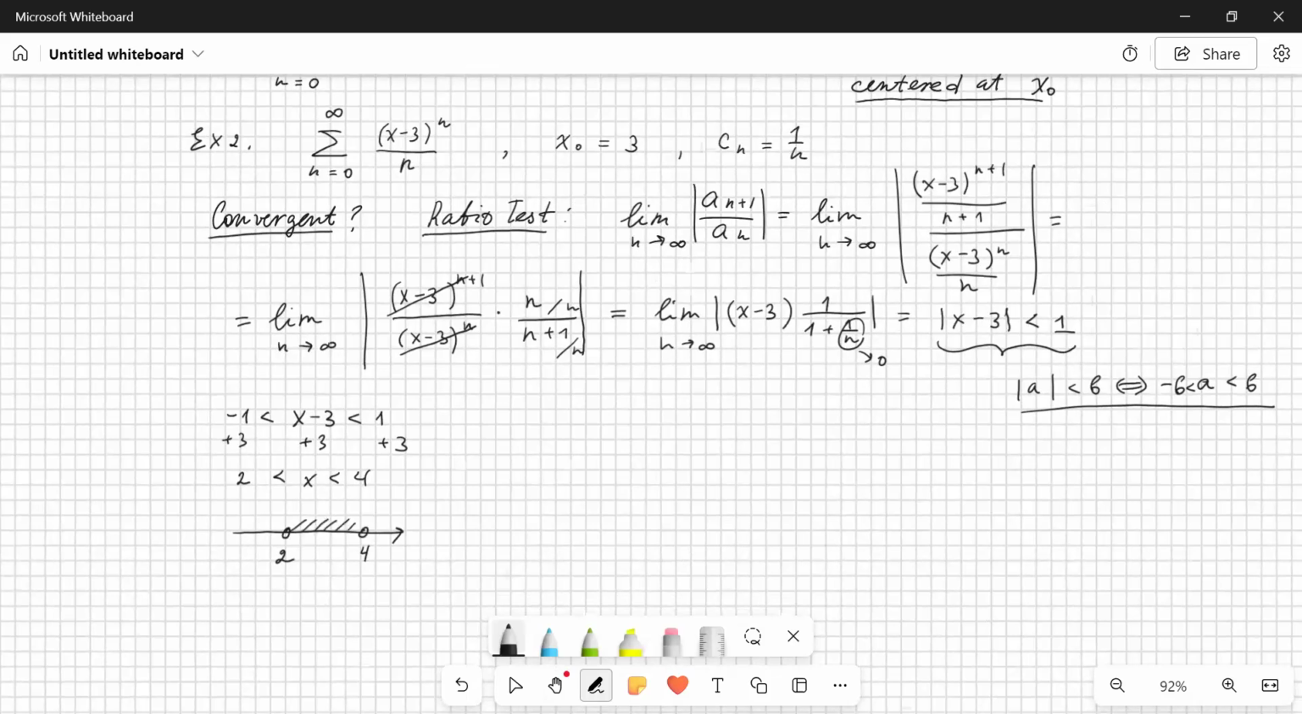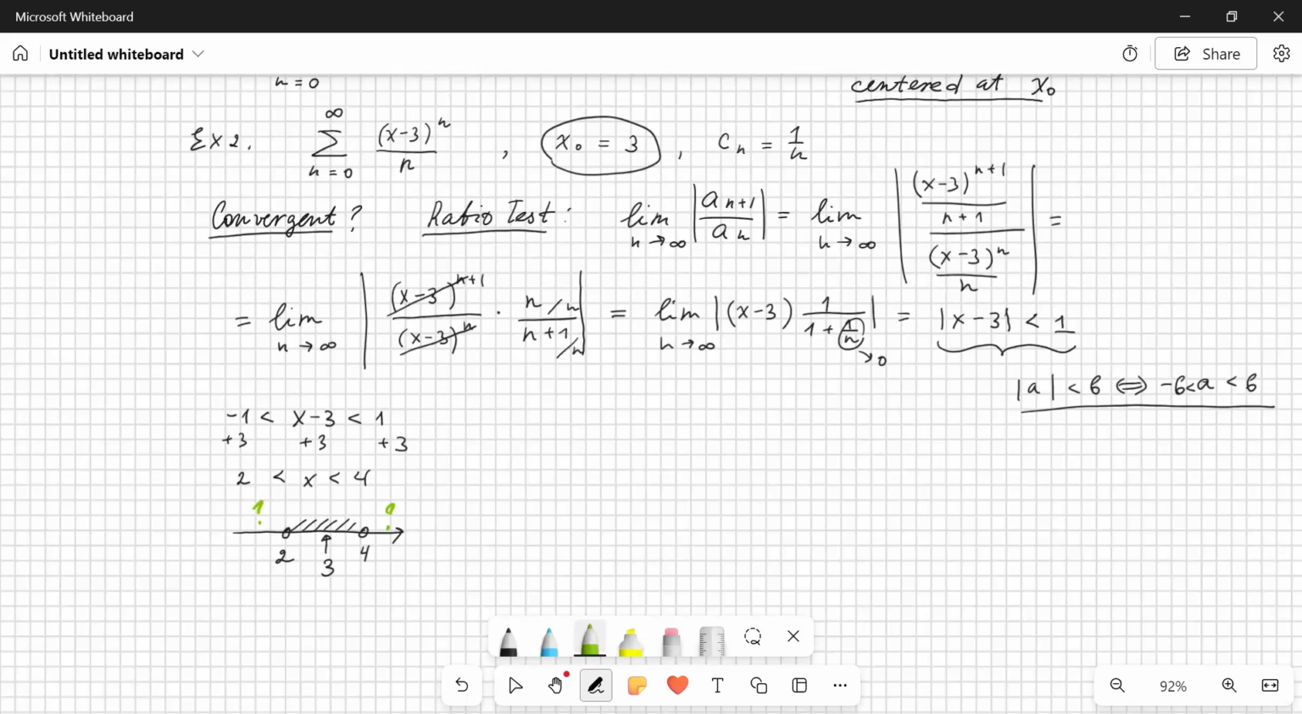So in this interval, the series is convergent. What's the center of this interval? The center of this interval between 2 and 4 is 3. That's exactly our x0. And that's why we call this series centered at 3, because the center of the interval of convergence is going to be 3. Now, what is going to happen over here and over here?